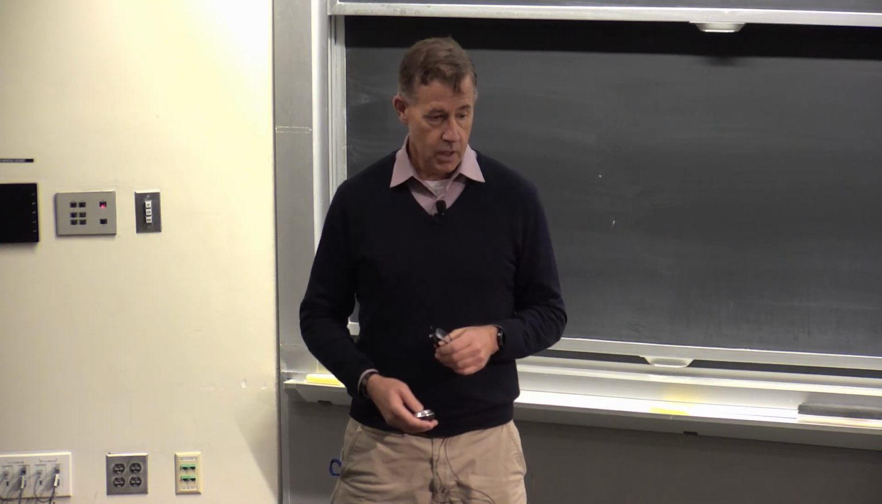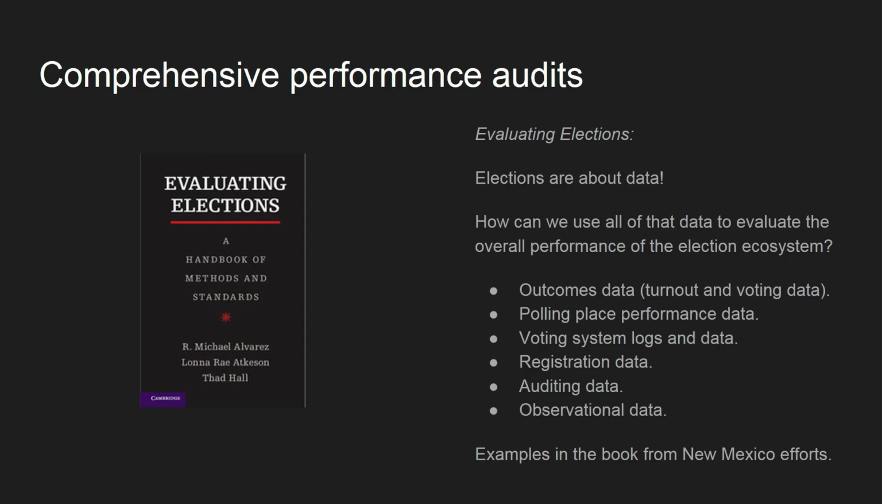So this all started back in work that we were doing in New Mexico. Lonnie Atkinson, Thad Hall, and I were doing a number of evaluation projects in New Mexico, looking at poll worker surveys, voter surveys, looking at the audits and trying to help New Mexico develop its post-election audit process. And we wrote this book, Evaluating Elections. In that book, we walk through all of these different methodologies and talk about their relative utility for trying to understand the performance of a particular election.